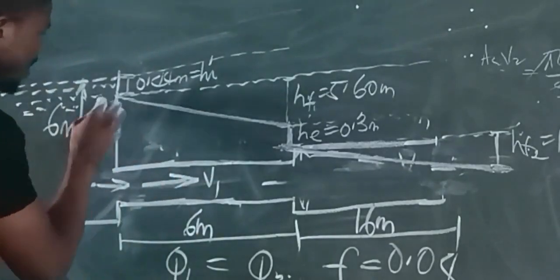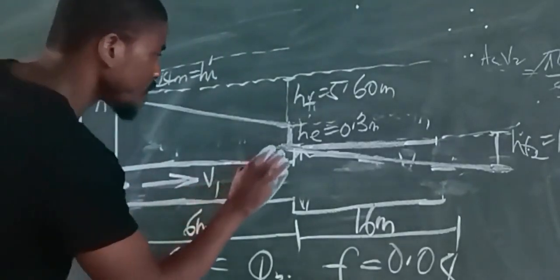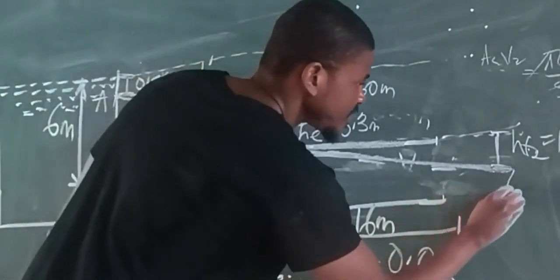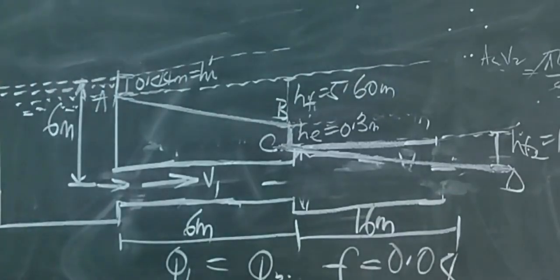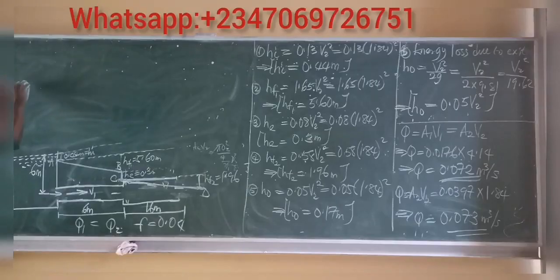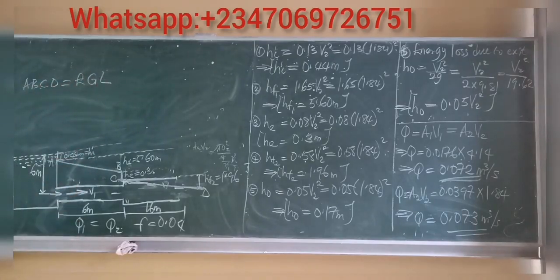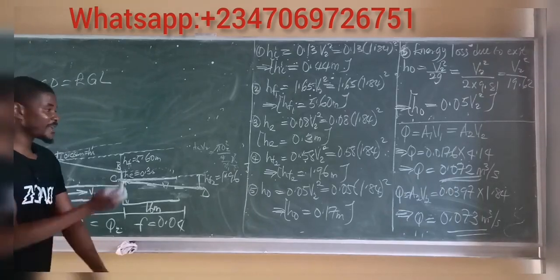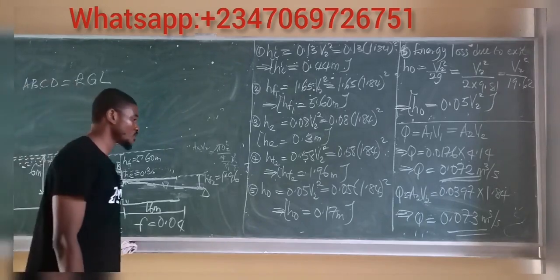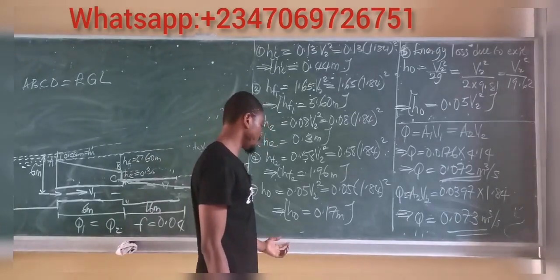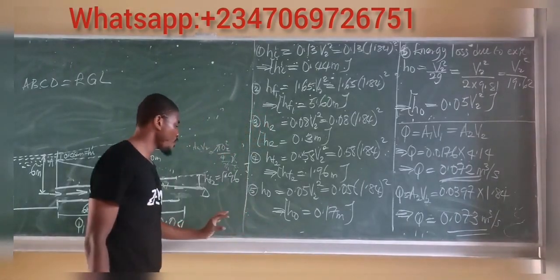This line you can call here A, call here B, call here C, call here D. This is called the energy gradient line. Line A, B, C, D is simply the energy gradient line, EGL. That's the energy gradient line. So if you're asked to draw the hydraulic gradient line, it's quite simple. You take the measurement, you can just simply measure 1 meter.